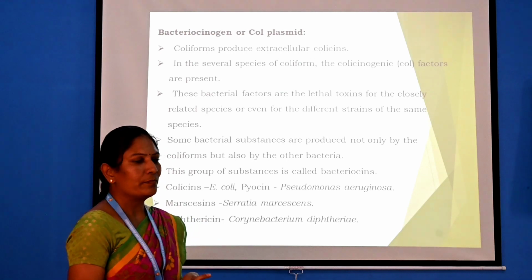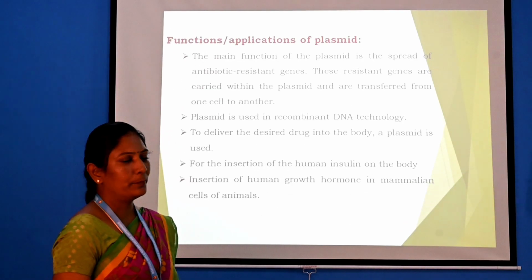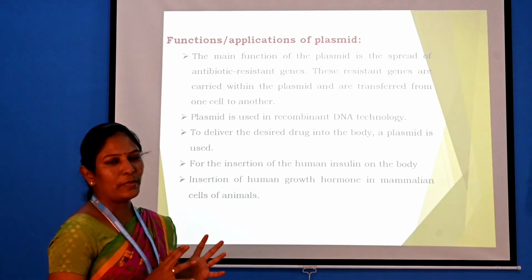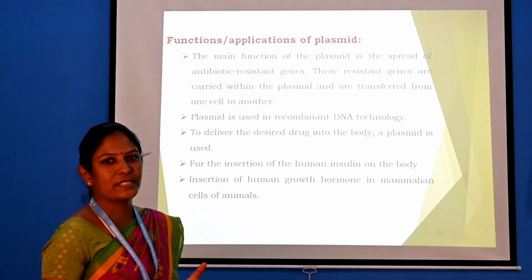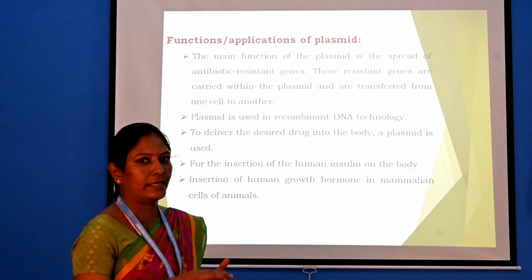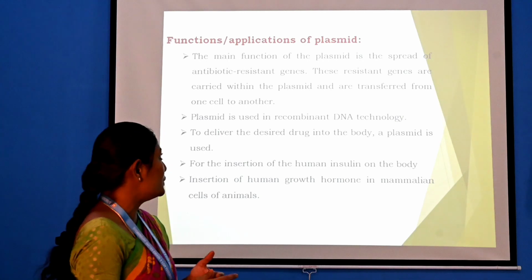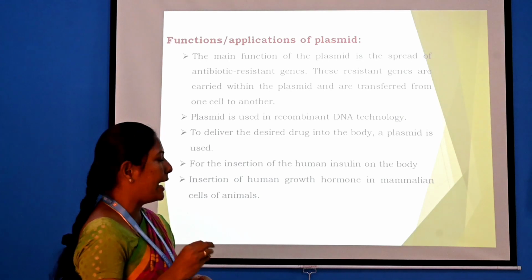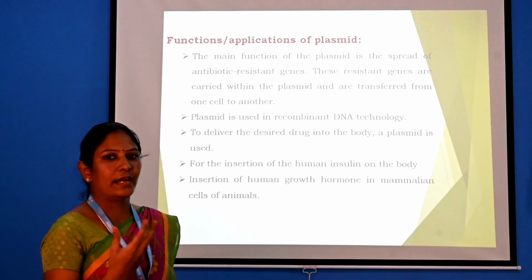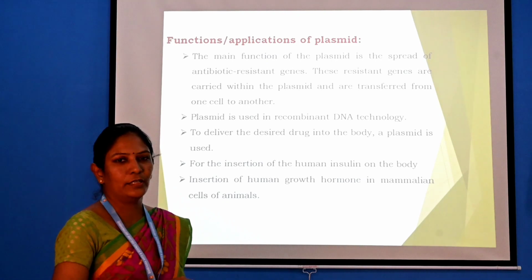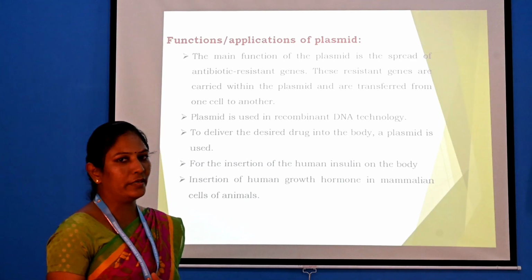So the next one is the functions and applications of a plasmid. The main function of the plasmid is the spread of antibiotic resistance, for example ampicillin resistance and tetracycline resistance, the spreading of antibiotic resistance genes. These resistance genes are carried within the plasmid and are transferred from one cell to another cell, for example from normal bacteria to recombinant bacteria, or normal DNA to recombinant DNA.